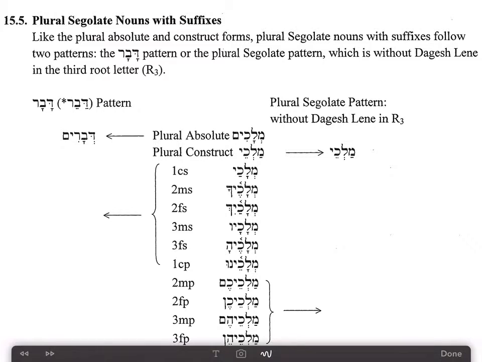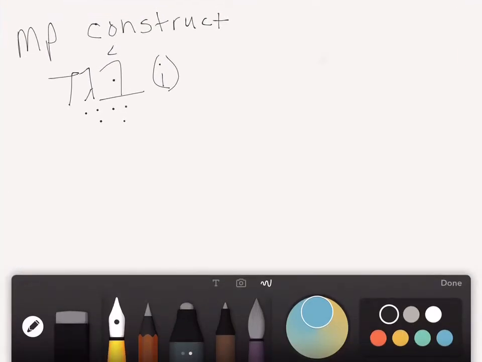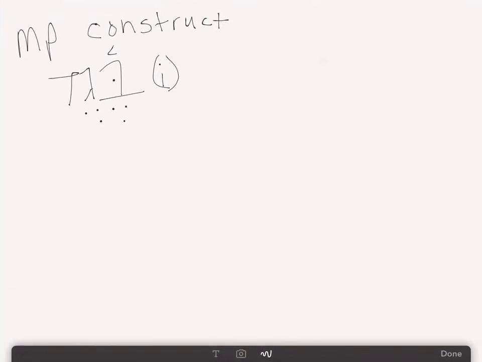This little chart here tells you which one is which. If we go plural absolute, we're going with the davar pattern. Plural construct, we're going with the segolate pattern. 1CS through 1CP, we're going with the davar pattern. 2MP to 3FP, we're going with the segolate pattern. So when we get into plural segolates, we've got to figure out which pattern we're going to use. Let's work a couple of these. If we can get that proto down, then we're going to be in good shape.